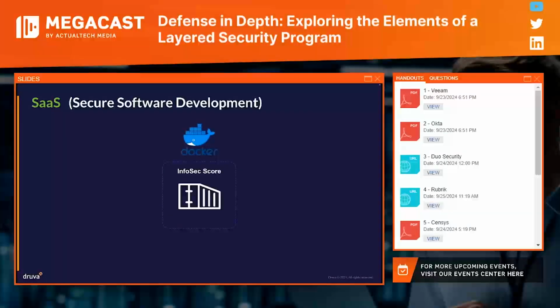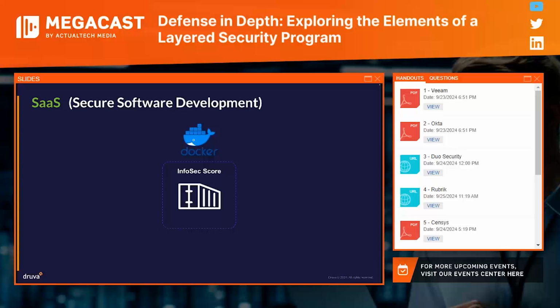At Druva, we extensively use containerization technology for deploying applications in our cloud. Containers are a lightweight and portable way to package and deploy software, which makes them a perfect fit for our SaaS-based application.